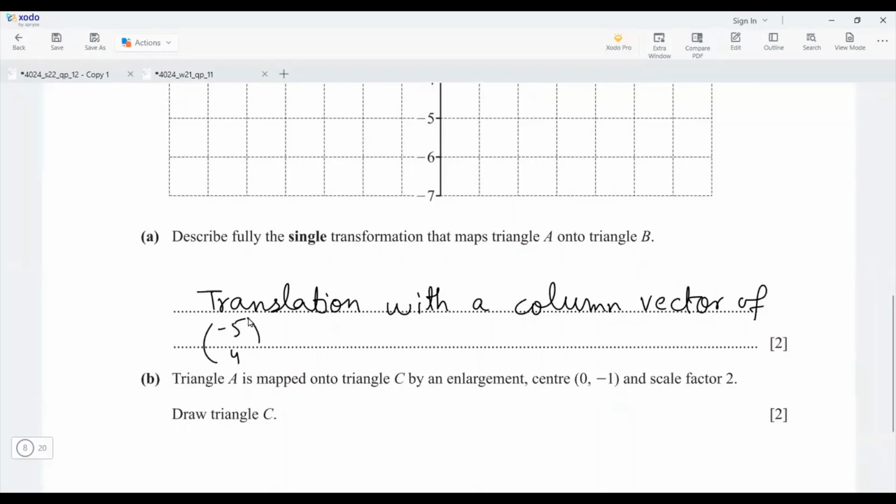So remember, reflection questions and translation questions always have 2 marks. This is a hint: when a question has 2 marks, you can check whether it is translation or reflection. The other 2 types, rotation as well as enlargement, will have 3 marks because they require 3 things.